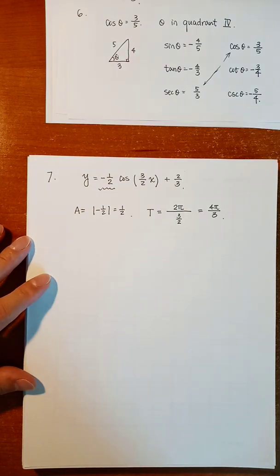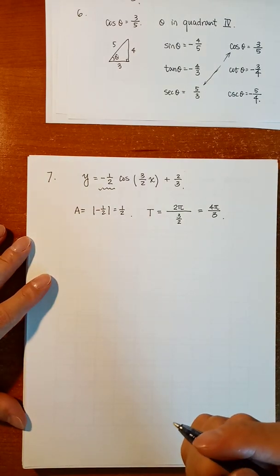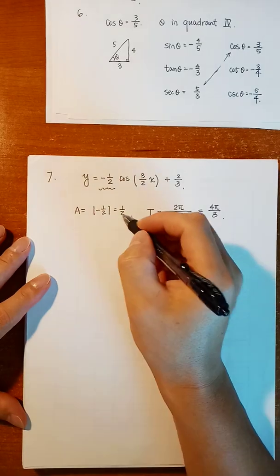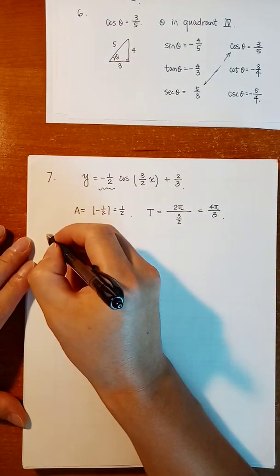Okay. All right. So that's it. So 1/2 and 4 pi over 3.